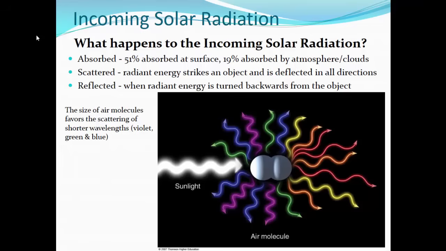So incoming solar radiation enters the atmosphere. 51% of it passes right through the molecules and is absorbed by the Earth. About 19% is absorbed by the atmosphere and the clouds. Some of it's scattered and some of it's reflected. The size of air molecules favors the scattering of those shorter wavelengths, violet, green, and blue, and that is why the sky is blue.